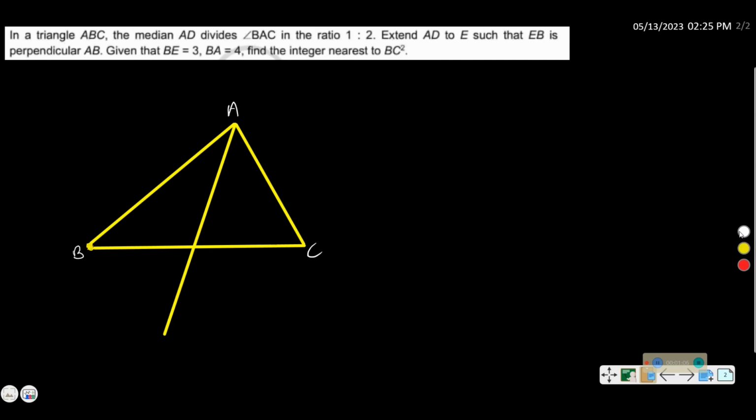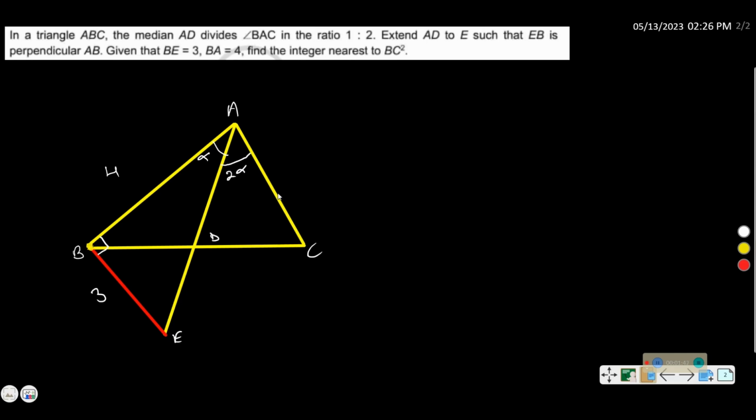All right, so now for continuing, this is E, this is B, and this is perpendicular to AB. So further moving on, we also know that this angle is alpha and this angle is 2 alpha, a 1:2 ratio. EB is perpendicular, given that BE equals 3. So first of all, let's label this as 3. AB is 4. Find the integer nearest to BC square.